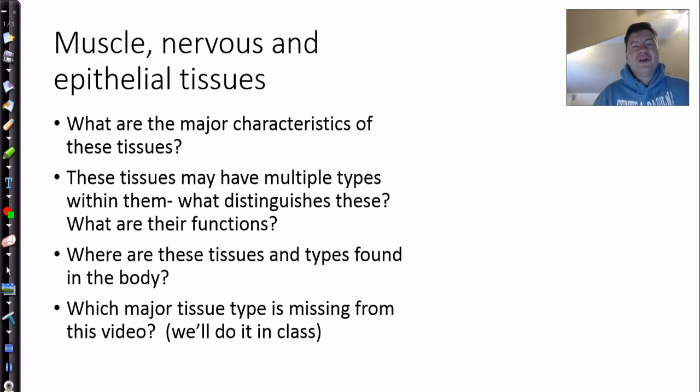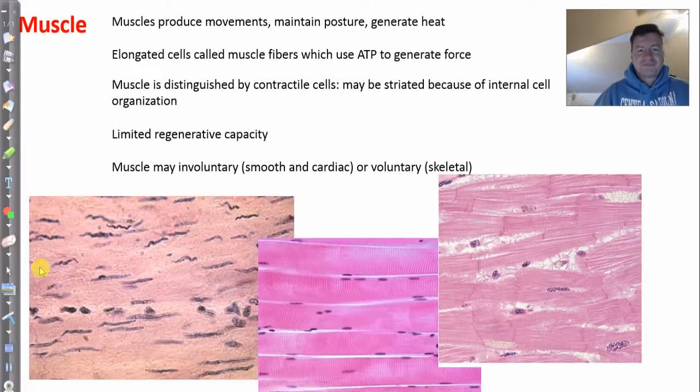For example, muscle has three subtypes, if you will: cardiac, smooth, and skeletal. So we'll talk about the differences we're going to see within a tissue type. We'll look at where these tissues are found and what they do. So that's our quest here for this video.